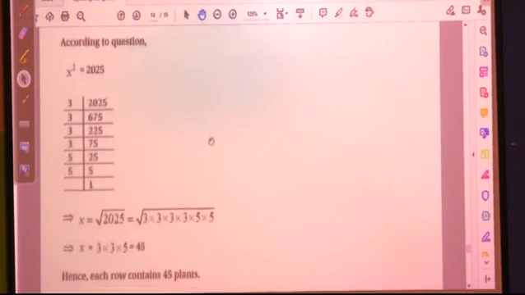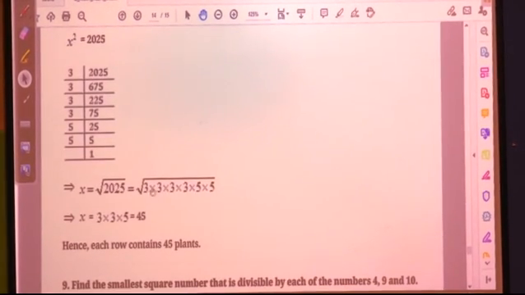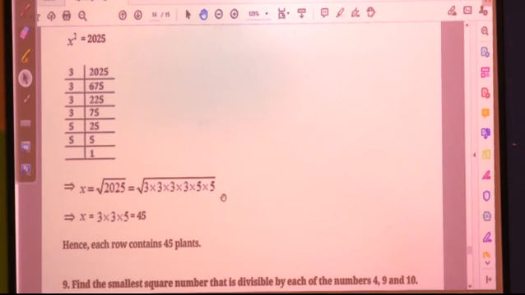Here you can see that there are 2 pairs of 3 and 1 pair of 5, means what? Square root of 2025 is 45. The value of x is 45, hence each row contains 45 plants and there are 45 rows.